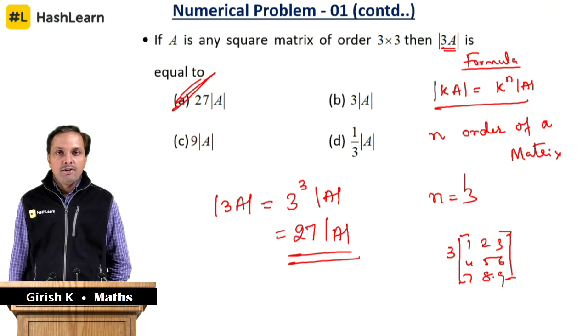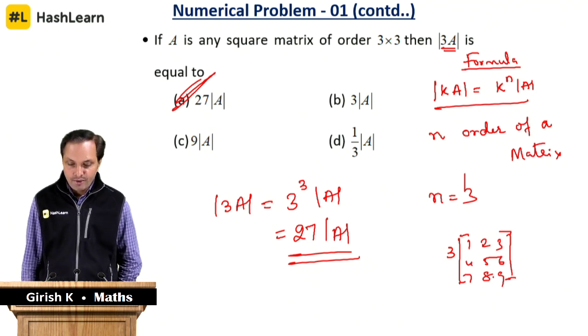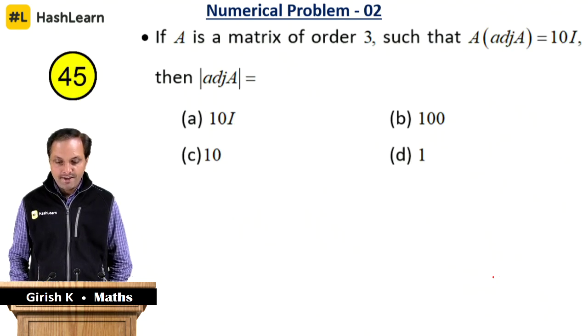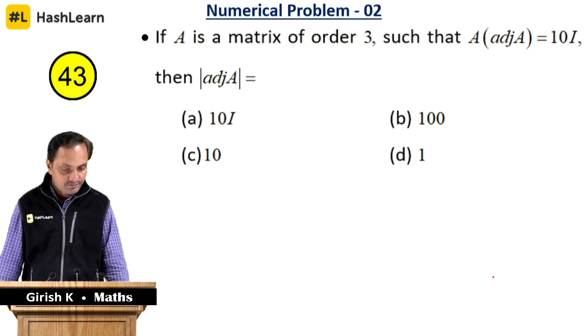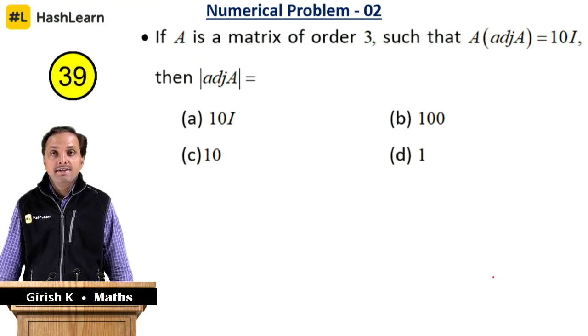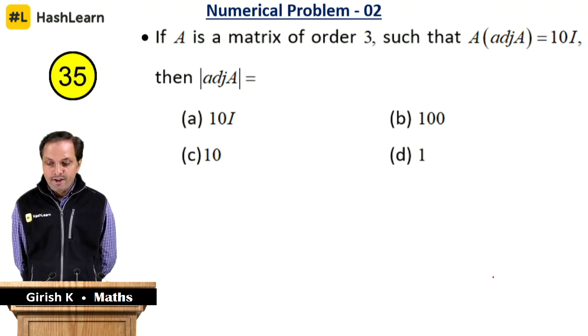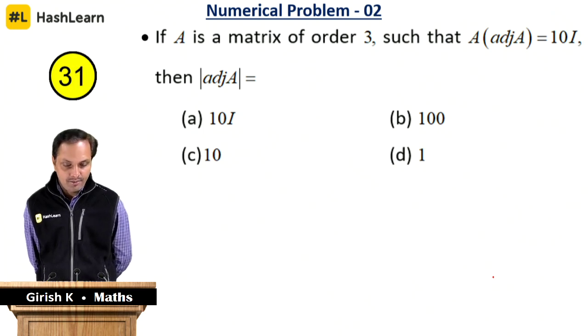Hope all followed this. Let us go to the next numerical 2. Get ready. You have 45 seconds. A is a matrix of order 3, and A dot adjoint A is 10 times I. Then what is the determinant of adjoint of A?